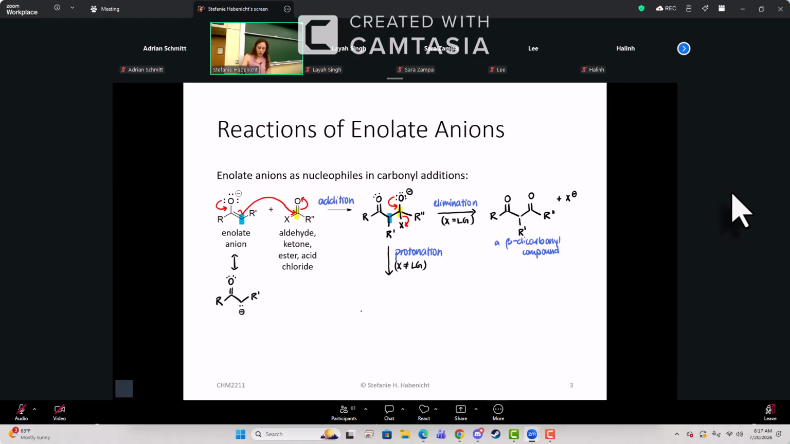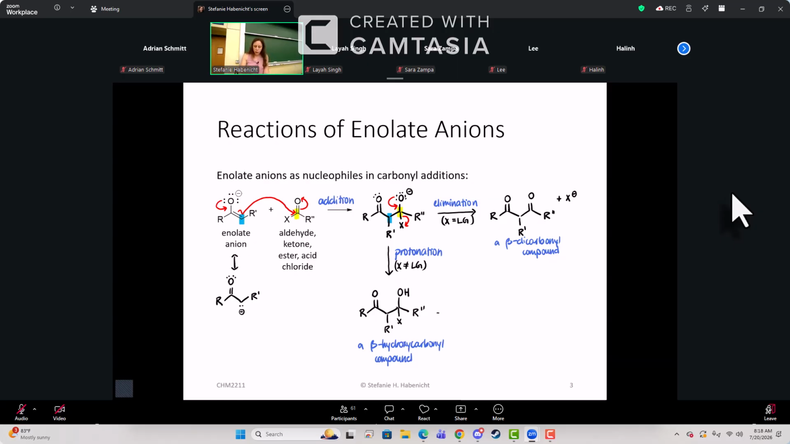However we go about it, whatever the specific reaction conditions are, protonation of our tetrahedral intermediate will leave us with this hydroxyl group. Protonation gives this beta hydroxy carbonyl compound. And this can be the end of it if we want it to be.